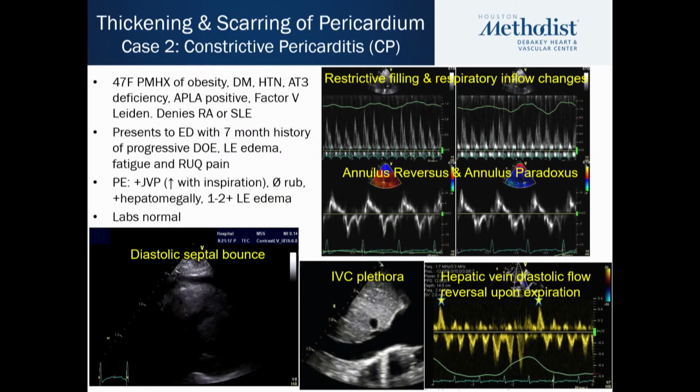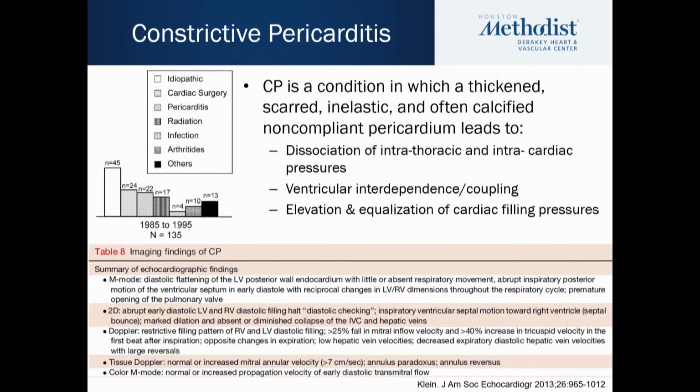You see obviously plethora. And if you look at the spectral Doppler of the hepatic veins, you see evidence of hepatic vein diastolic flow reversal upon expiration. So this was a slam dunk for you to make the diagnosis of constrictive pericarditis, which we've heard is really due to a thickened, inelastic, scarred pericardium.